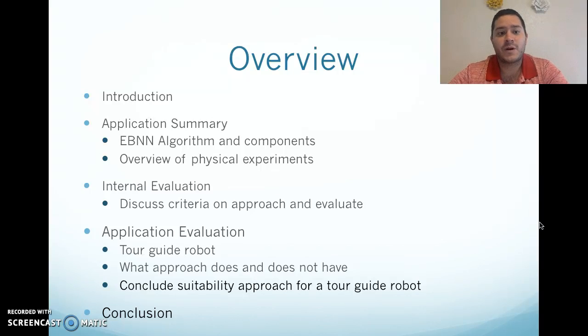The next thing I'm required to talk about is the internal evaluation. So I'm going to give you a list of criteria, and I'm going to discuss those in regards to how this paper was written. Then the application evaluation, where I'm going to talk about a tour guide robot. I'm going to talk about what this approach does and does not have in regards to a tour guide robot, and I'll conclude the suitability of what this approach has, how it will work with the tour guide robot.